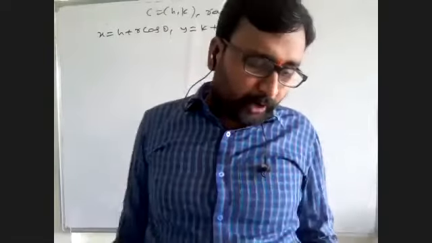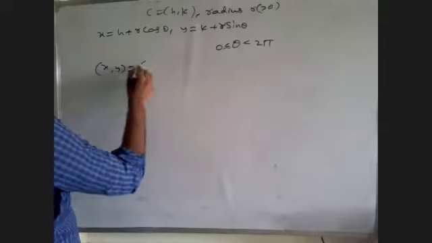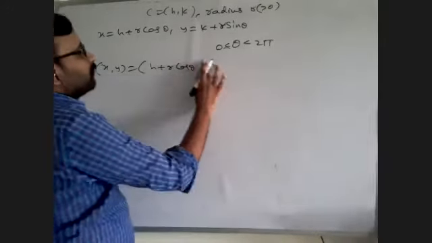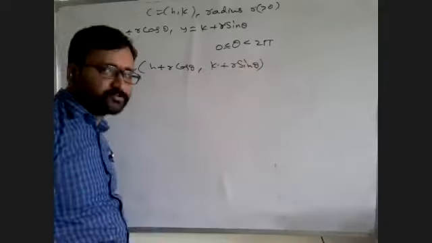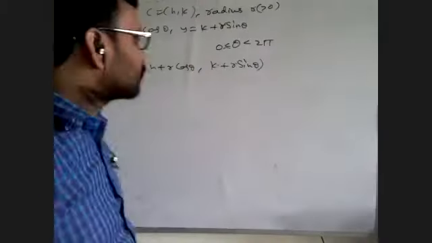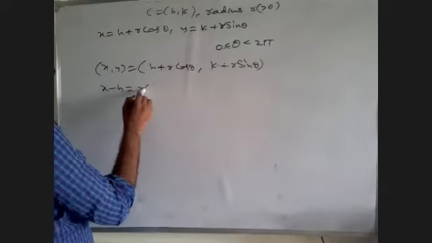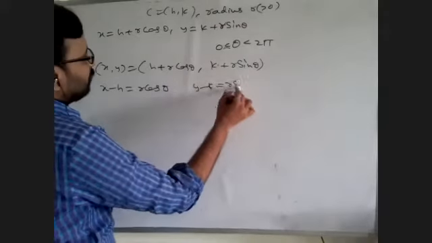Now, the parametric point of a circle. These are the parametric equations. Then the point x comma y is nothing but h plus r cos theta, k plus r sin theta. I told you the equations which satisfy the given curve are called parametric equations. Suppose you take h to the other side: x minus h is equal to r cos theta, and take k this side, y minus k is equal to r sin theta.